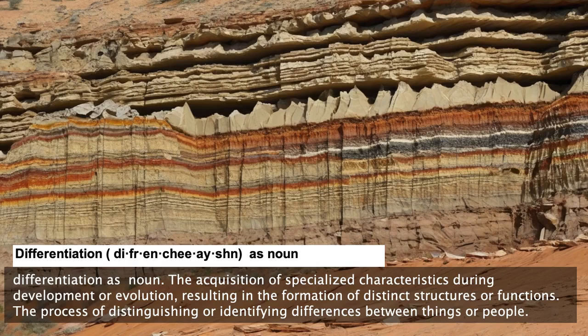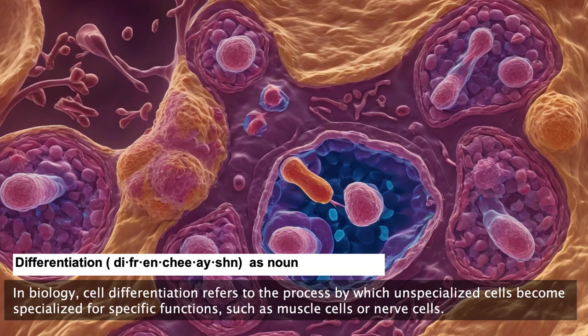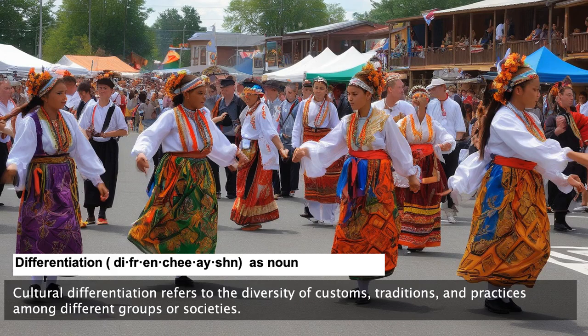Differentiation, noun. The acquisition of specialized characteristics during development or evolution, resulting in the formation of distinct structures or functions. The process of distinguishing or identifying differences between things or people. In biology, cell differentiation refers to the process by which unspecialized cells become specialized for specific functions, such as muscle cells or nerve cells. Cultural differentiation refers to the diversity of customs, traditions, and practices among different groups or societies.